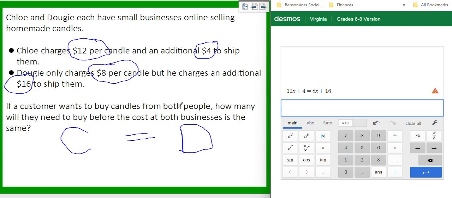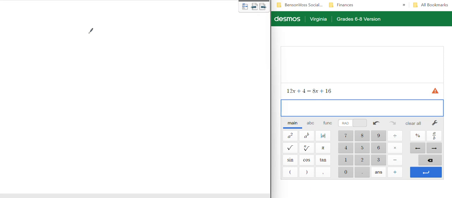So I'm going to come back over here and see if I can help you work it out. But I feel like I've run out of room. So I'm going to go to a blank page and write 12x plus 4 equals 8x plus 16. Well, we don't have any distribution.